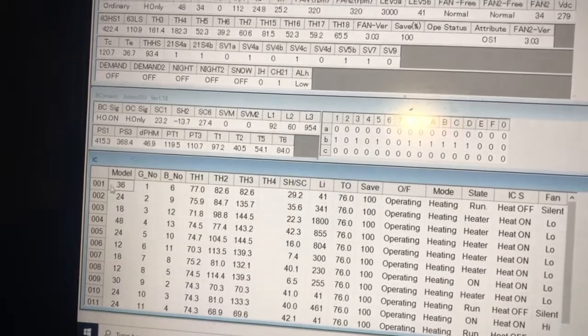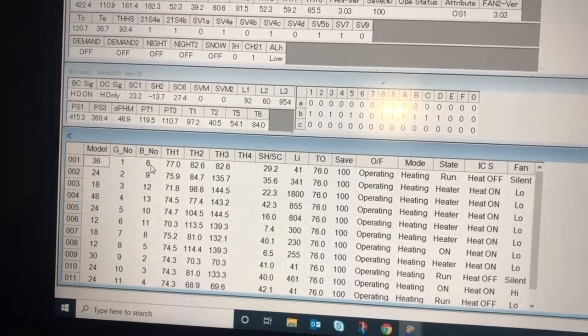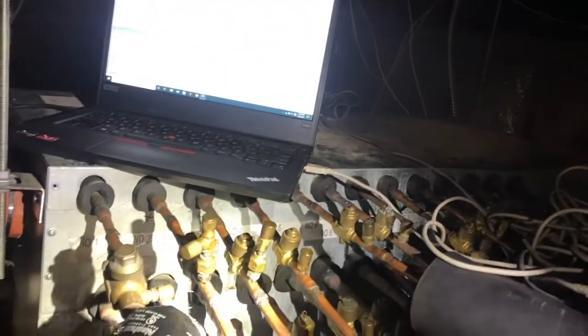All right, so let's go back up here. You look here and you have address number 1. So this is address number 1, branch box number 6. What that means is, this first cassette on here, address 1, is actually connected to number 6 down there on the branch box. Let's zoom out a little bit. You see that branch box right there? That's the branch box. And that's the liquid and suction line that's running to the indoor cassette.